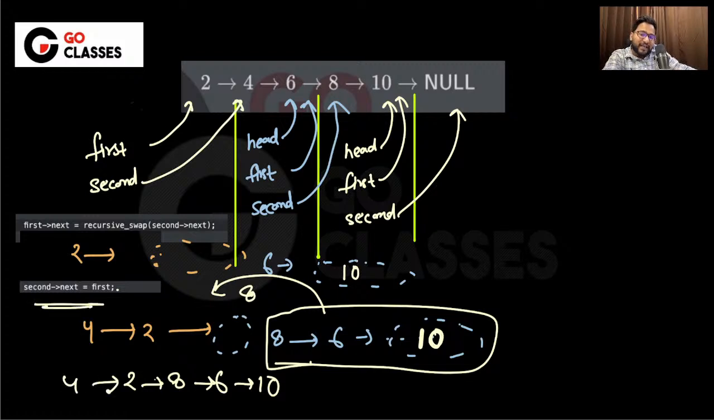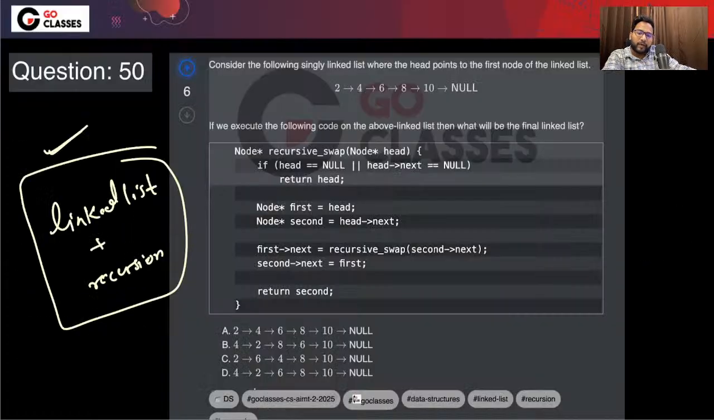And now we are returning second. Second means we are returning the pointer to 4. So finally we are returning this particular pointer. So 4 to 8, 6, 10 should be the answer. So 4 to 8, 6, 10. I think B is the correct answer.